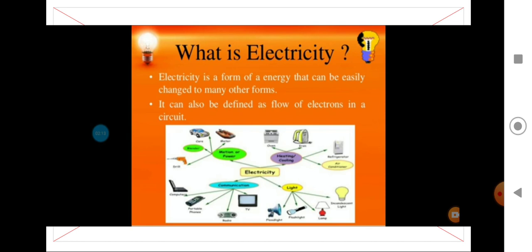See, just now I said tube lights using electricity start giving out light energy. So here the electrical energy is getting converted into light energy. If you take your geyser, water is getting heated up. So here electrical energy is getting converted into heat energy. That's why the statement says that it is a form of energy. Electricity is a form of energy, and it can be easily converted or changed into many other forms.